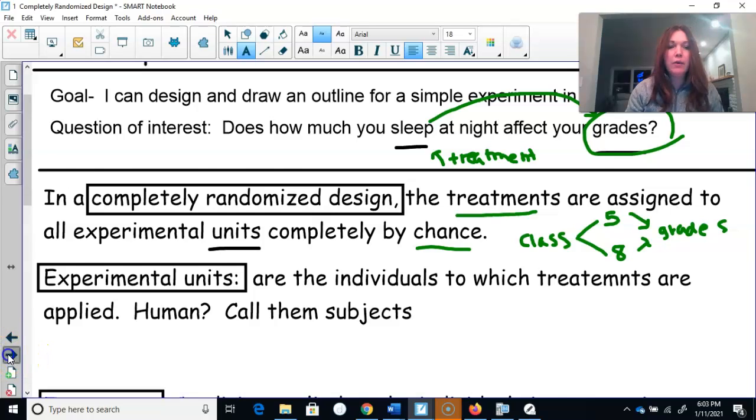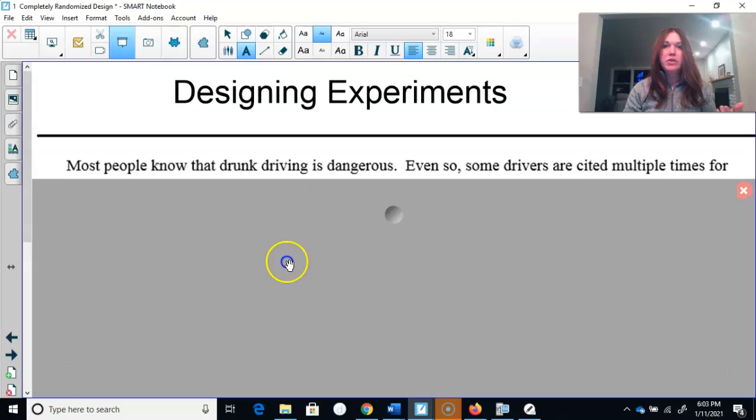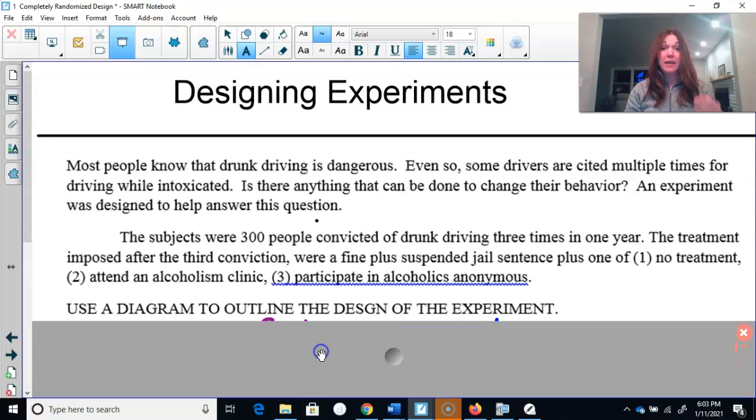Let's quickly go through an example together, okay? And I already have it outlined, so I'll just read through it and we'll go through what I would expect on the test. Most people know that drunk driving is dangerous. Even so, some drivers are cited multiple times for driving while intoxicated. Is there anything that can be done to change their behavior? An experiment was designed to help answer this question. The subjects were 300 people convicted of drunk driving 3 times in 1 year. The treatments imposed after the 3rd conviction were a fine plus suspended jail sentence, okay?